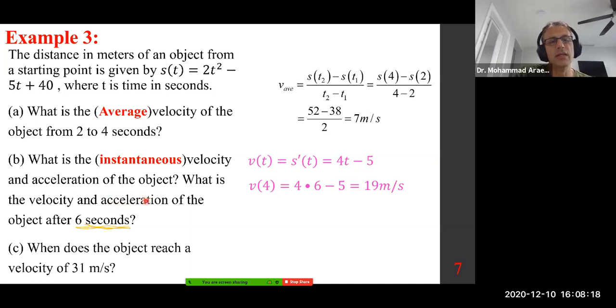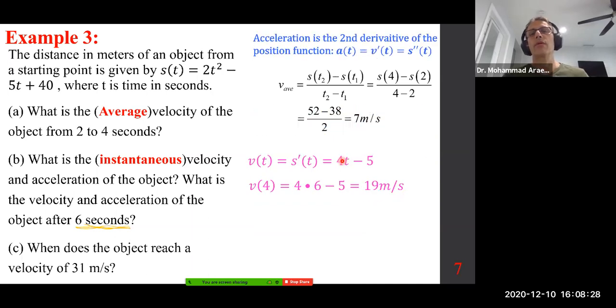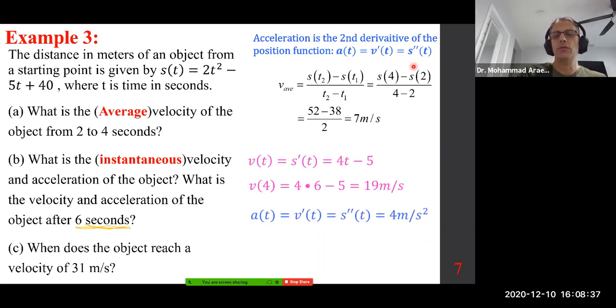The next one is acceleration. Acceleration is the second derivative of the distance function, or the first derivative of the velocity function. In other words, differentiate again. So a of t is v prime or s double prime. And when you do that, it becomes a constant, 4. So if it was 6 or 10 or any other time, it wouldn't make any difference. So 4 meters per square second.